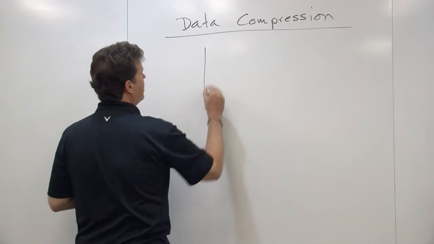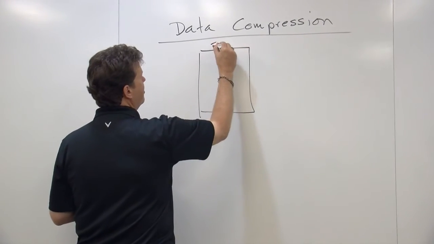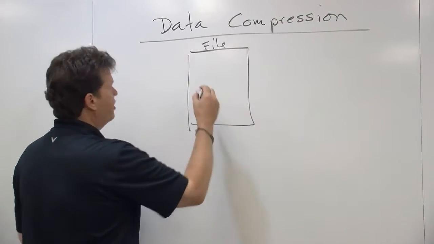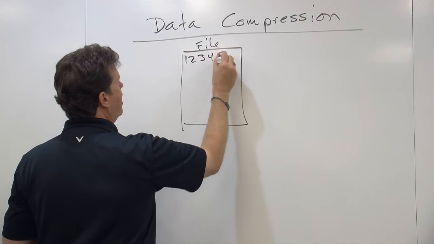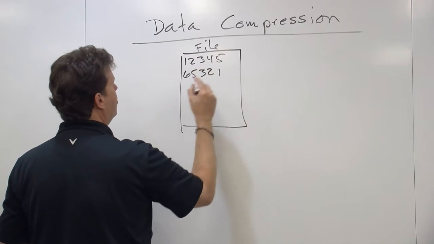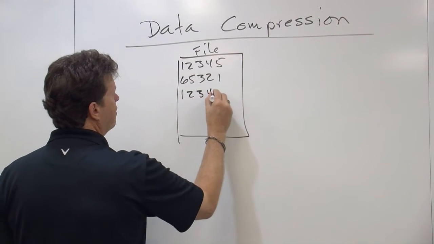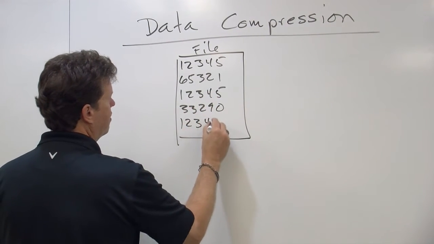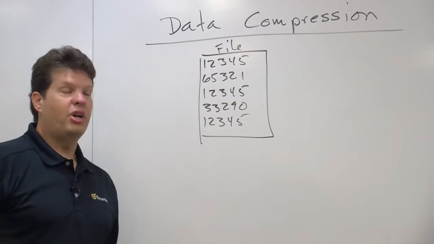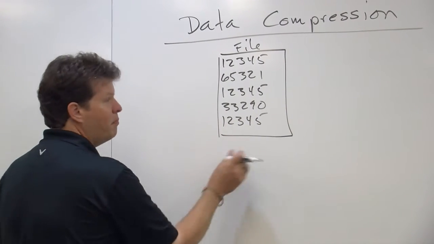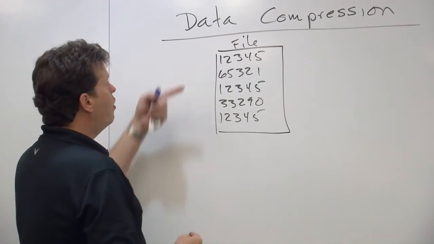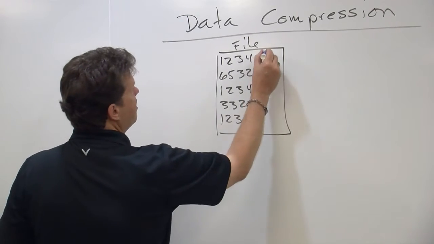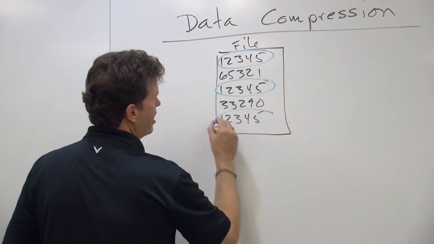So if we take a file, just a standard everyday file that has strings of data in it, I'm going to just put some common strings in here. So 1, 2, 3, 4, 5, 6, 5, 3, 2, 1, 1, 2, 3, 4, 5, 3, 3, 2, 9, 0, 1, 2, 3, 4, 5. So a basic compression algorithm, and they all basically do this the same, they go through and look for common strings. So as we're going through this, we see this matches this and matches this.